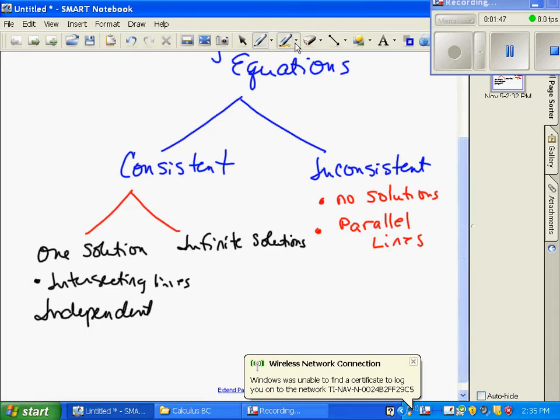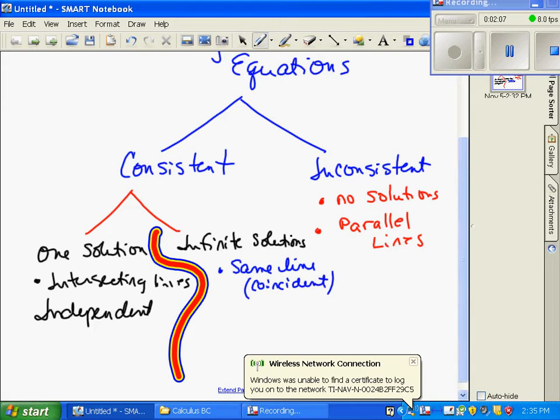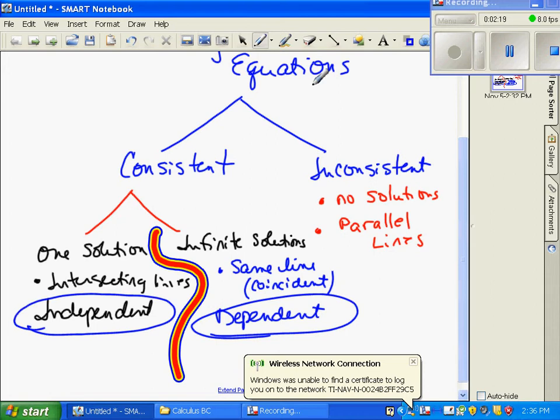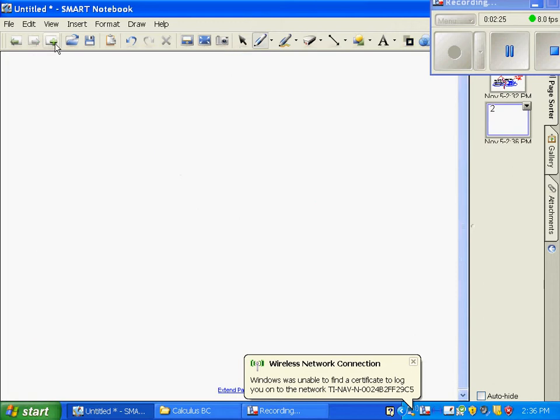Now let me draw a line down the middle here. If you have infinitely many solutions, what you're saying is that you have the same line. Remember, our new term for the same line is coincident, and these are going to be called dependent. These equations are dependent if there are infinitely many solutions, and independent if it's one solution. So that's just the new terminology of this section. And I'm going to be doing just some examples here with you.